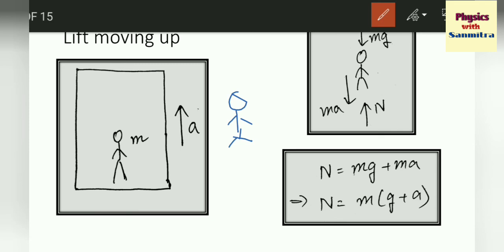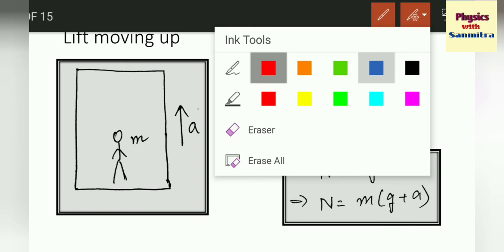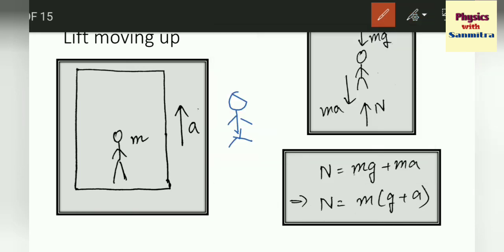So he will feel that he is standing on plain ground. Now suddenly he will feel that his weight will start increasing or decreasing. He will start feeling heavier, or he will start feeling lighter. Now let's see. This is the man whose mass is M.